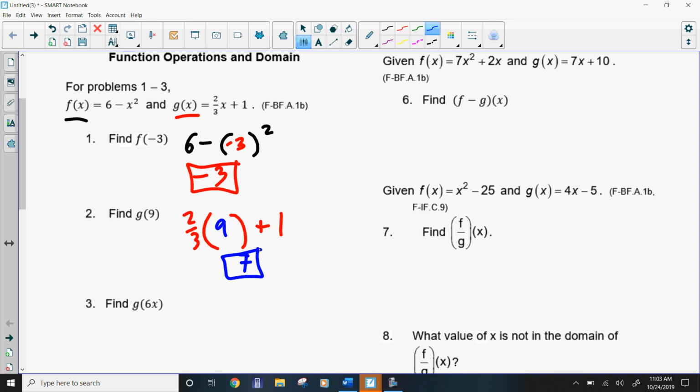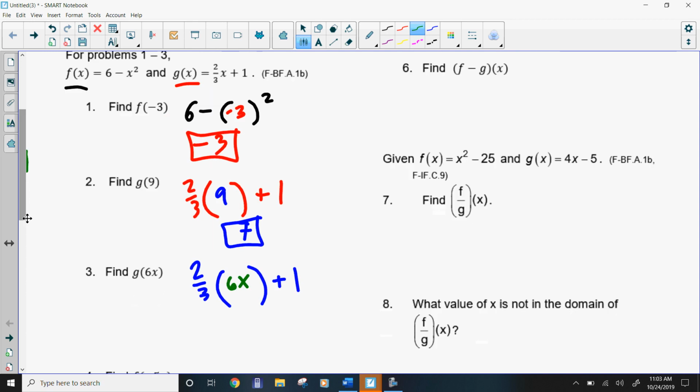G of 6x. So we're going to go into the G problem. So G problem is this, plus 1, and we're going to plug in 6x. So in the calculator, you can just do this part. So if you do that in the calculator, it gives you 4, and then you just put the x back on. You can't type x's into the calculator, so don't try it. So that's your final answer.